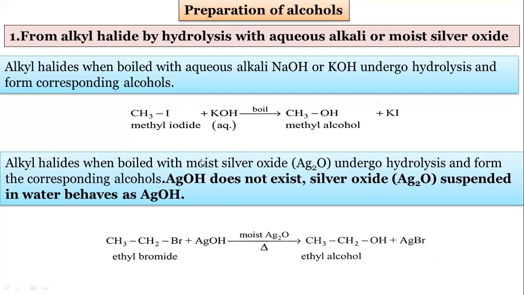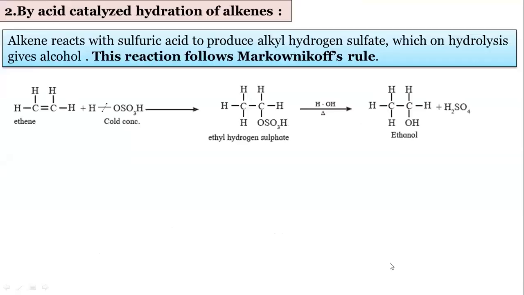The second reaction is also the same, using AgOH, that is silver hydroxide. It doesn't exist, but it is prepared in situ by using moist Ag2O. Moist Ag2O, a silver oxide in aqueous condition, acts as AgOH, and in AgOH, OH minus is the nucleophile. It attacks, bromine is replaced, and we get ethyl alcohol. These two reactions were already explained yesterday.